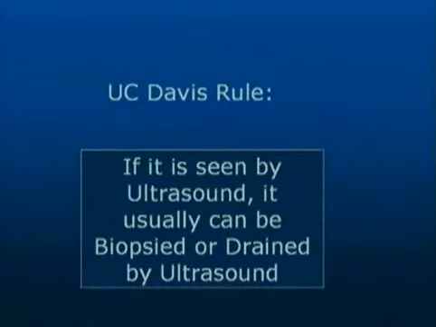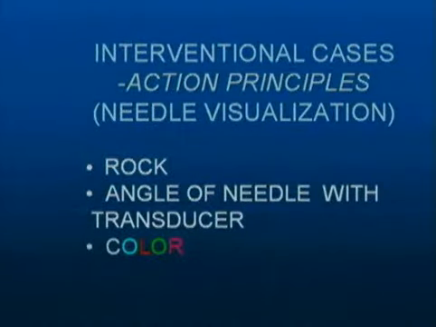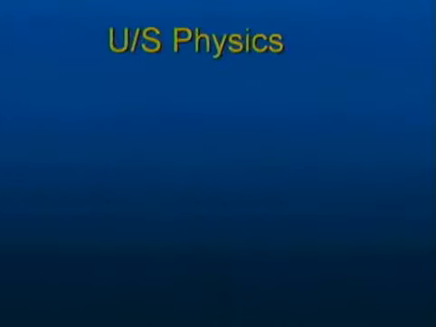Basically, we from UC Davis, and that's where I'm from, if we can see something in the abdomen, it usually can be biopsied or drained by ultrasound. Certainly there are a few exceptions there. Well, what are some of the principles that we use for better needle visualization? I call these ROC. We look at the angle and we look at color here.